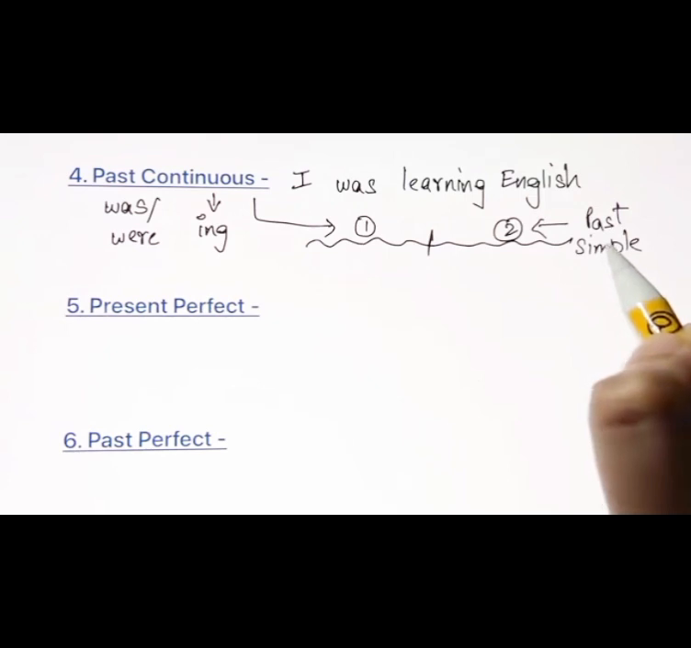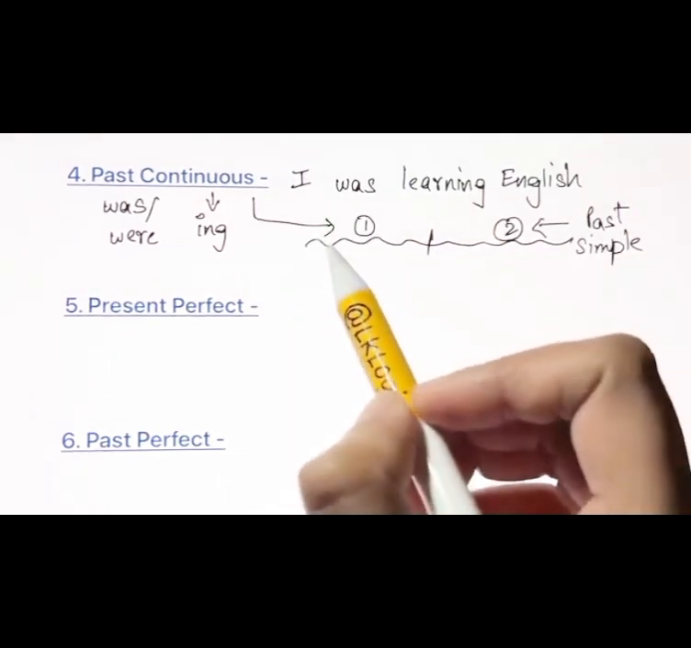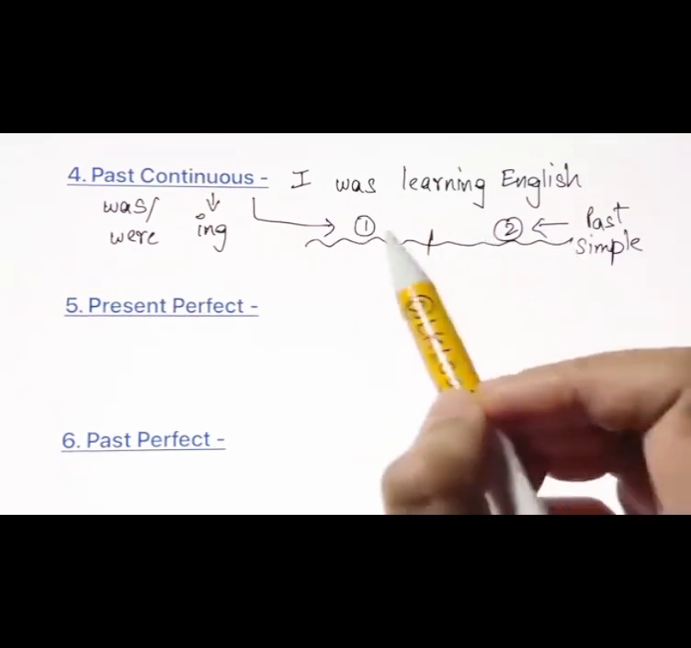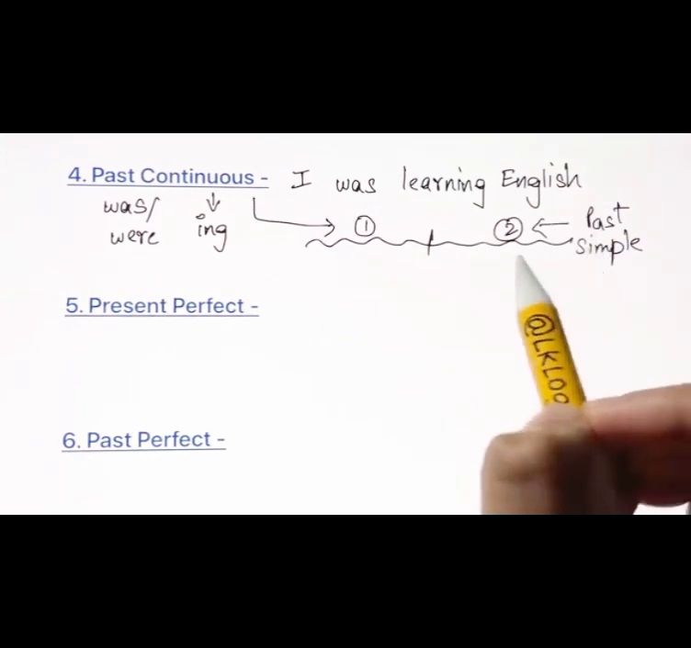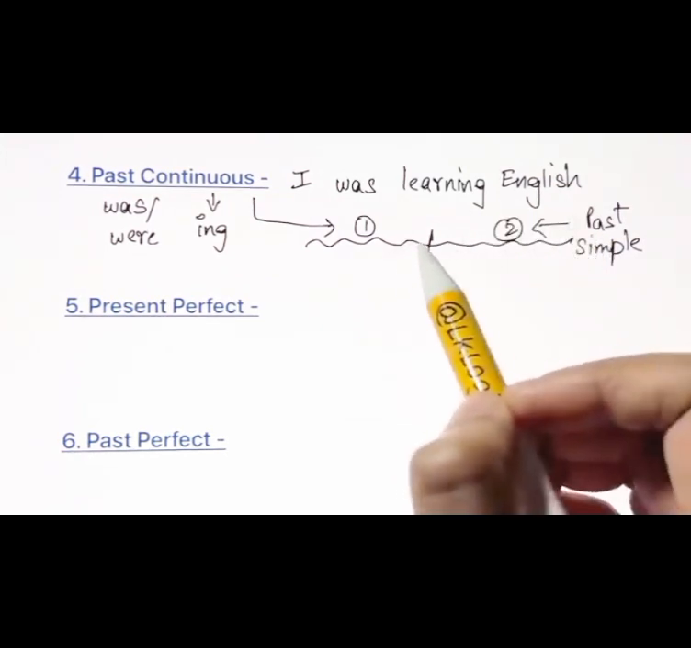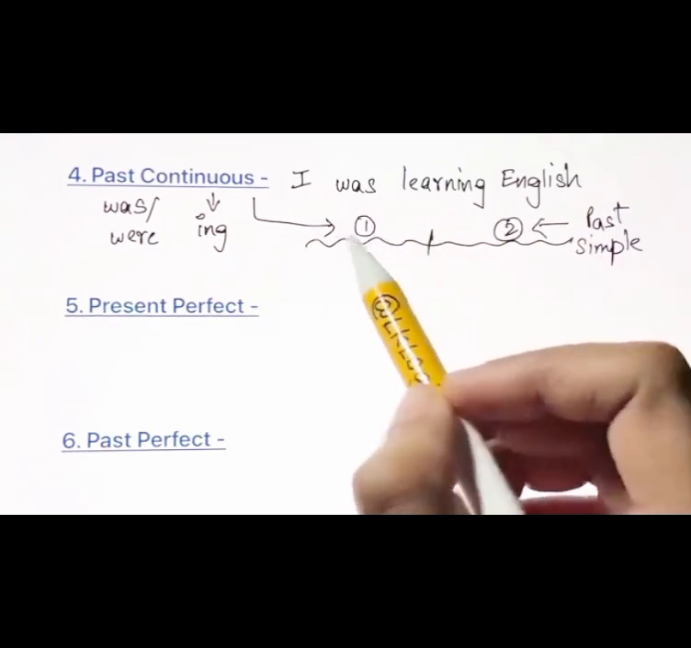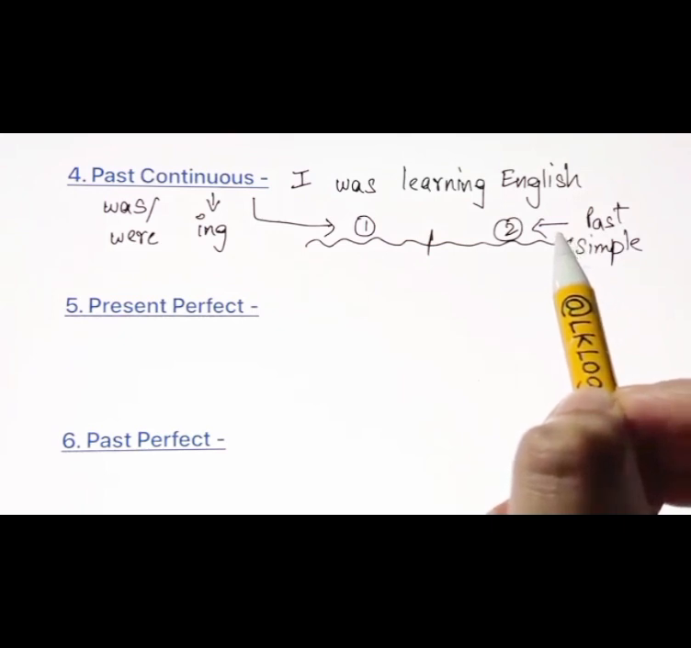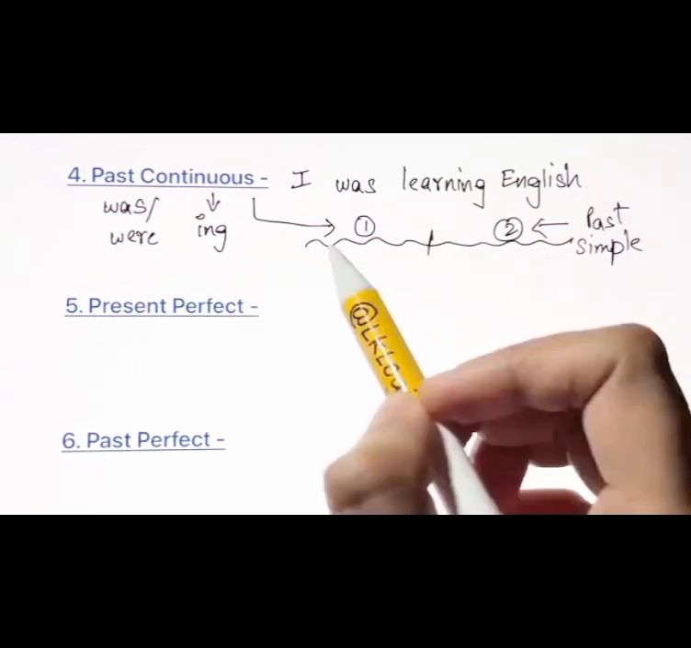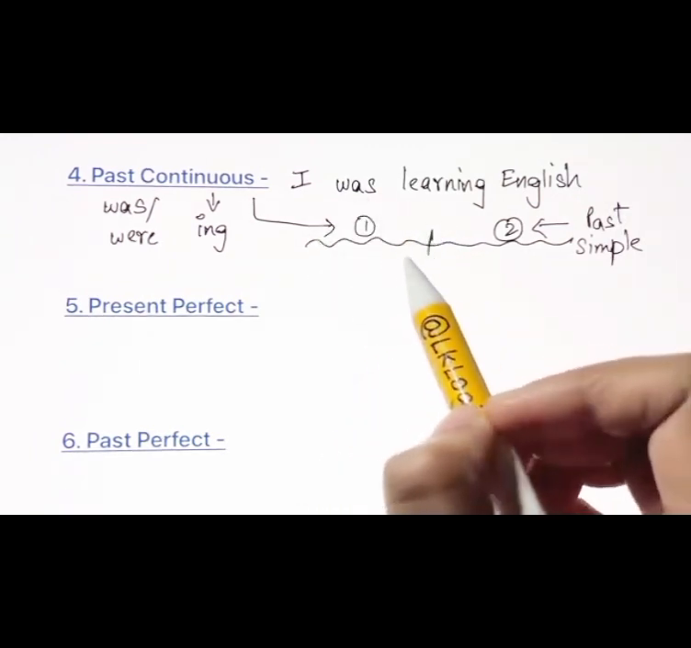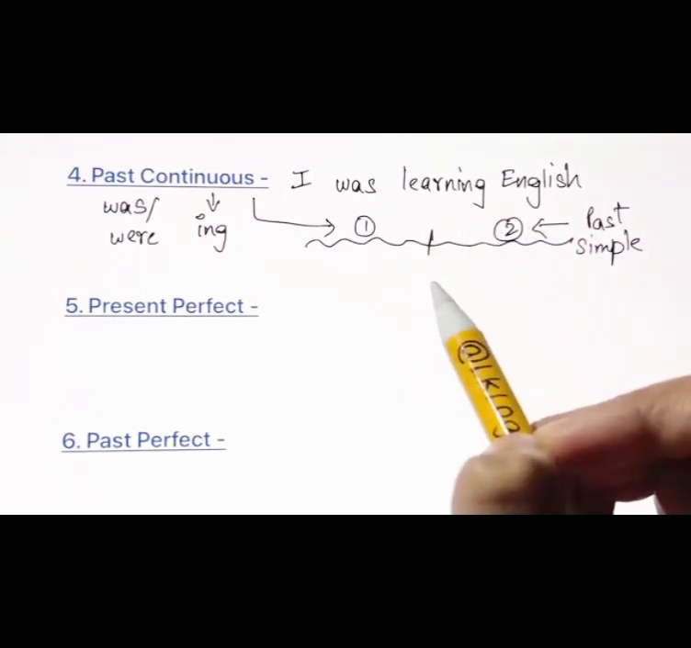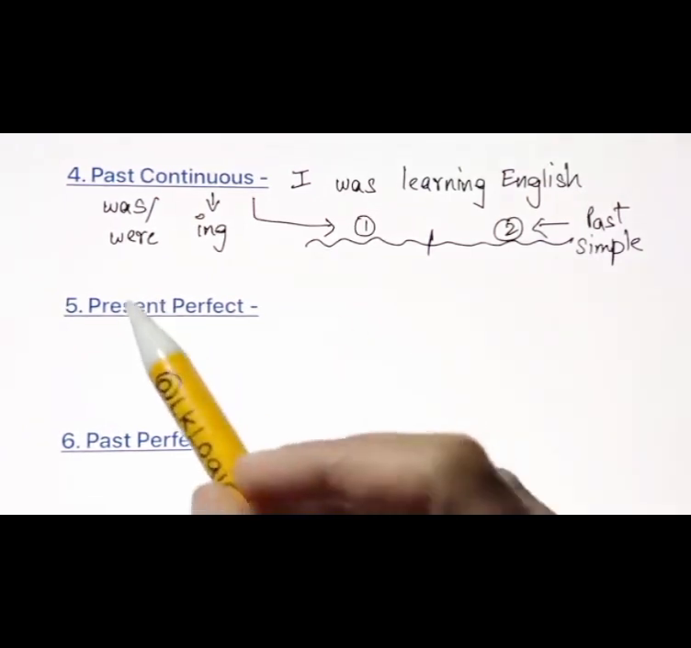Now what does this mean? It shows that the action is already in progress at a certain time in past. When we use these two tenses together, it shows that the past simple action happened in the middle of the past continuous action while it was in progress. Got it? So, for example, while I was learning English, I suddenly felt sleepy. Another example, I was learning English before 8 p.m. and I continued after 8 p.m. So I hope you understood that. Alright, let's move on to next one.